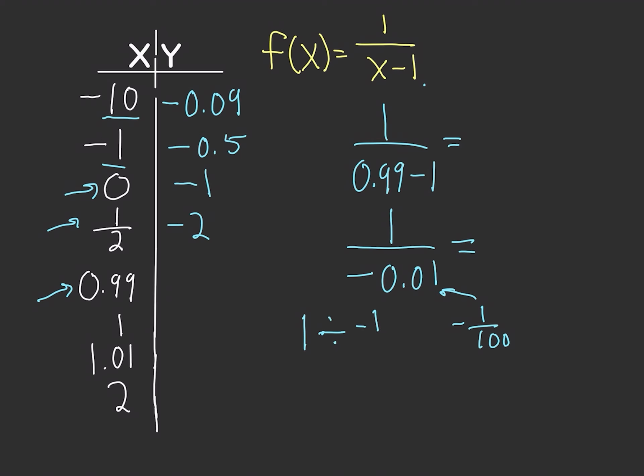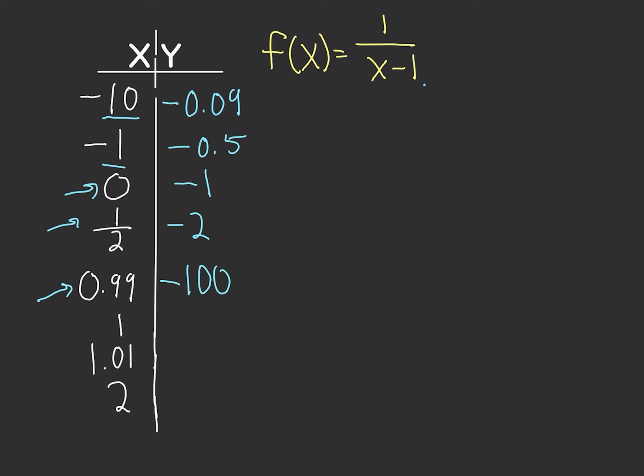It's similar to what I just did. We're going to do the keep, change, flip here. So I'm going to do 1 times, and I'm going to flip the negative 1/100 to be negative 100 over 1. So that comes out to be negative 100. So you see, when you put the 0.99 in for x, you end up with the function being worth negative 100, and that's the y-coordinate.